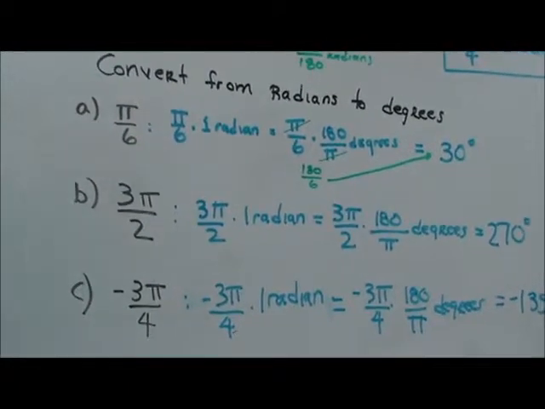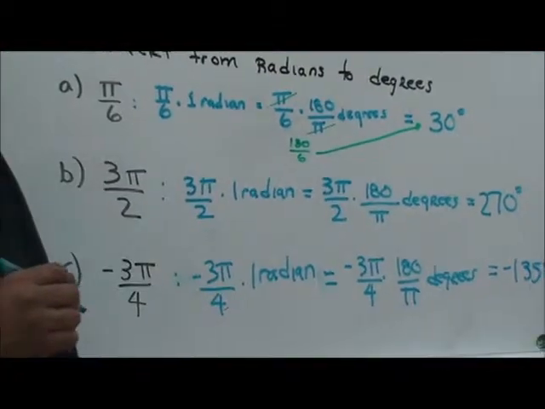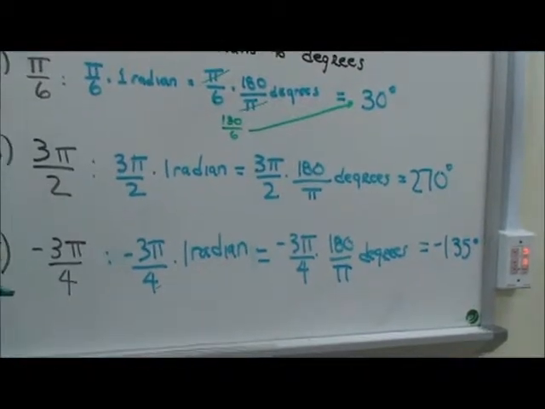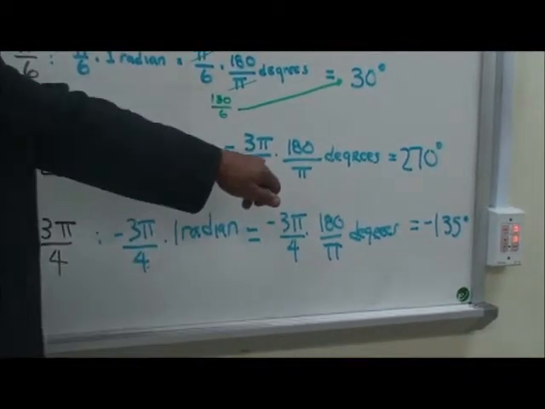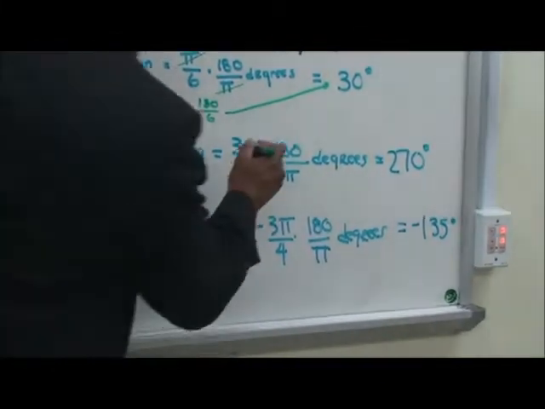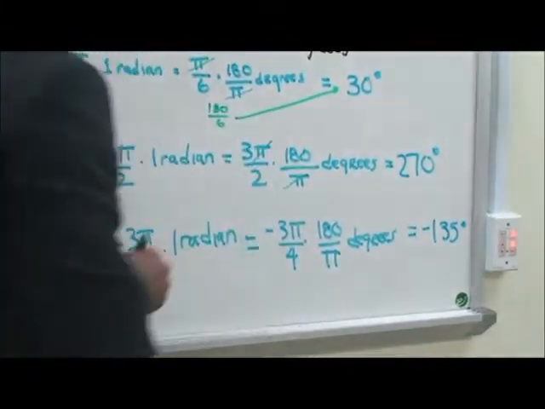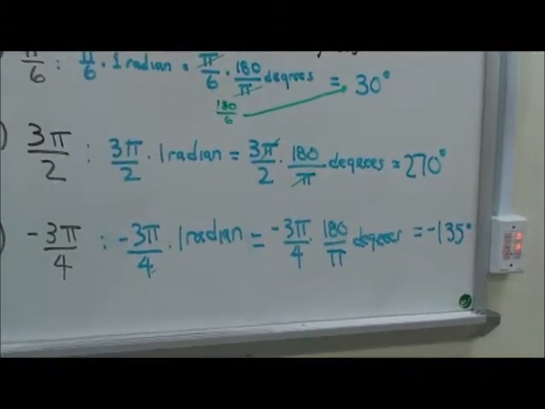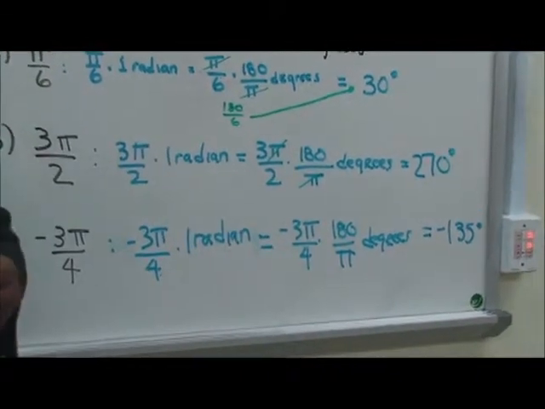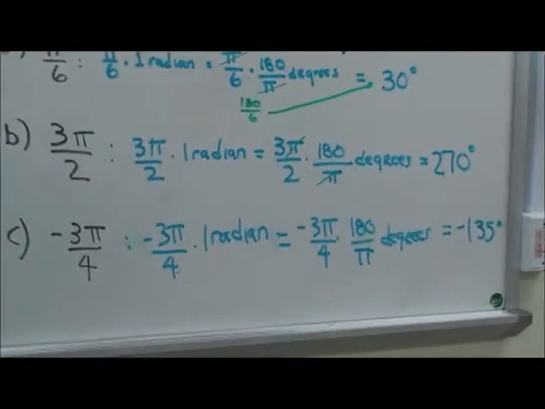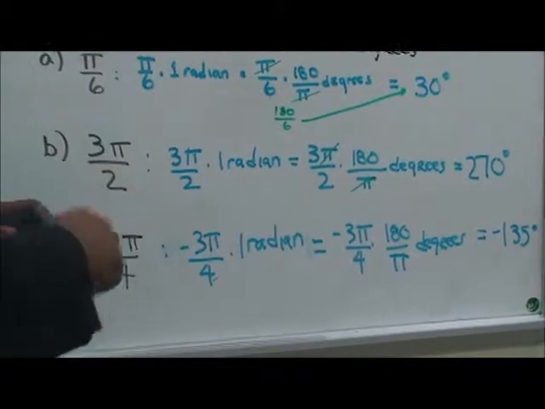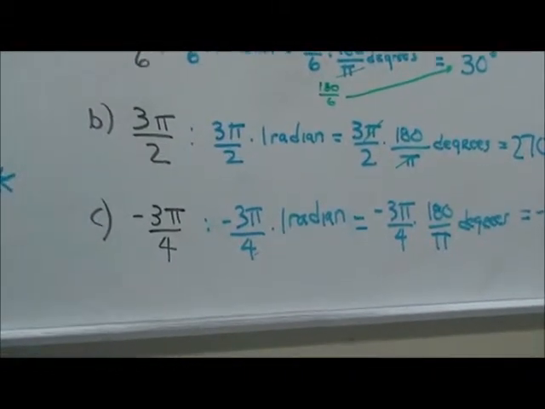Let's go to the next one. 3 pi divided by 2 times 1 radian, which is equal to 180 divided by pi. If we cross cancel this out and multiply 3 times 180 divided by 2, we get 270 degrees. 270 degrees for our solution. Any questions? We'll move on to the last one.